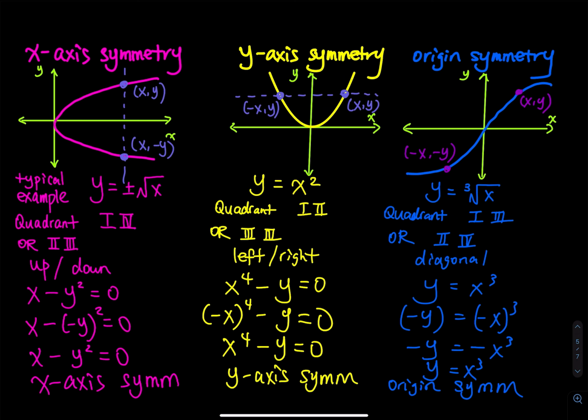All right, so that's how you distinguish the difference between x-axis, y-axis, and origin symmetry. Let's go over this one more time. The x-axis symmetry is up and down, either quadrant 1, 4, or quadrant 2, 3. The y-axis symmetry, parabola, left and right, either in quadrant 1, 2, or quadrant 3, 4. And then the origin symmetry is diagonal, either in quadrant 1, 3, or quadrant 2, 4.